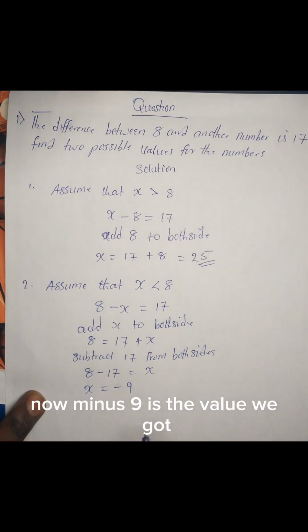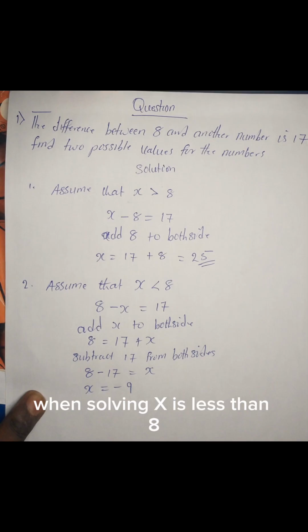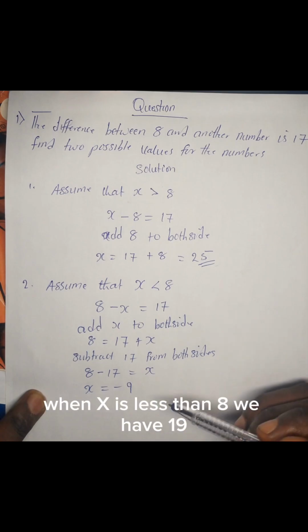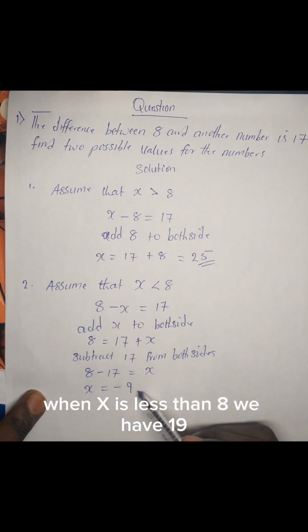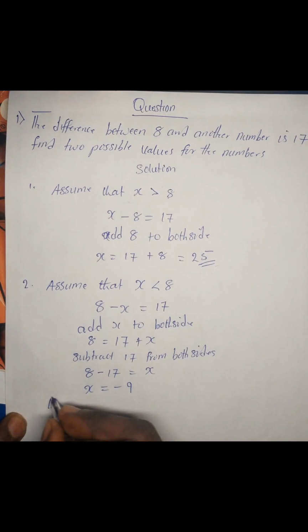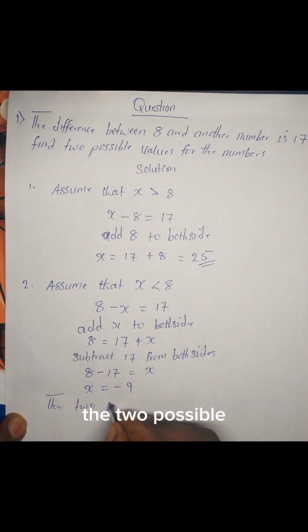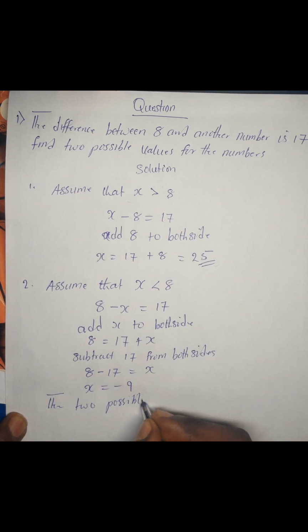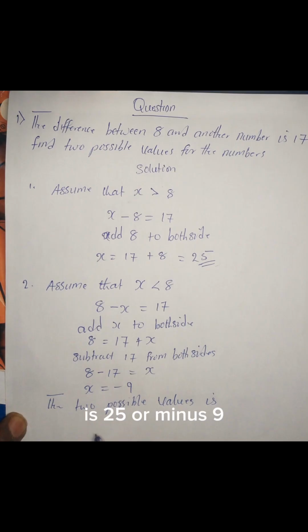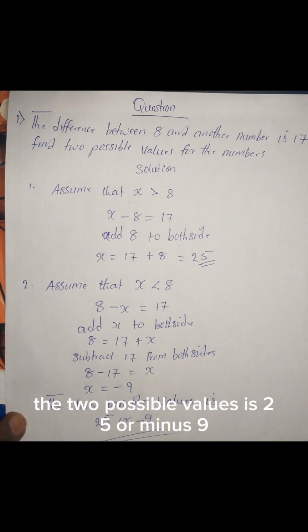Now, minus 9 is the value we got when solving for x less than 8, and when x is greater than 8 we have 25. So now the two possible values are 25 or minus 9.